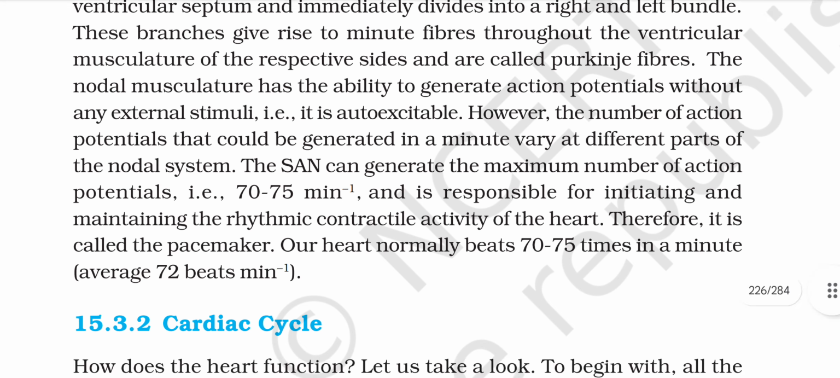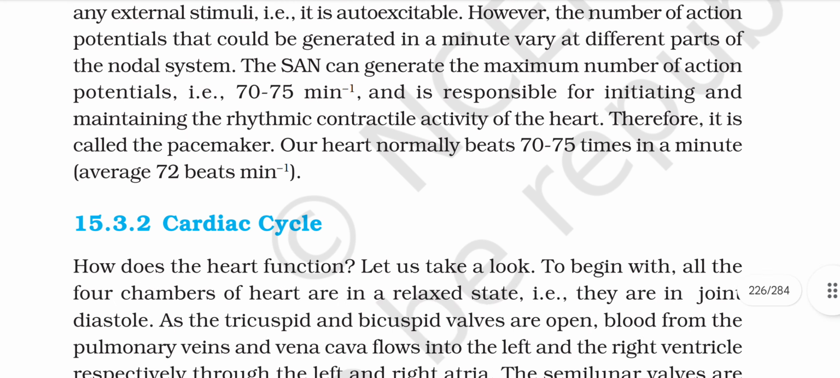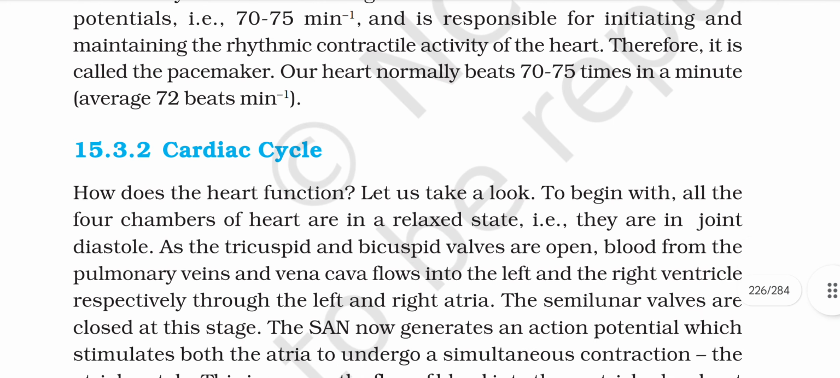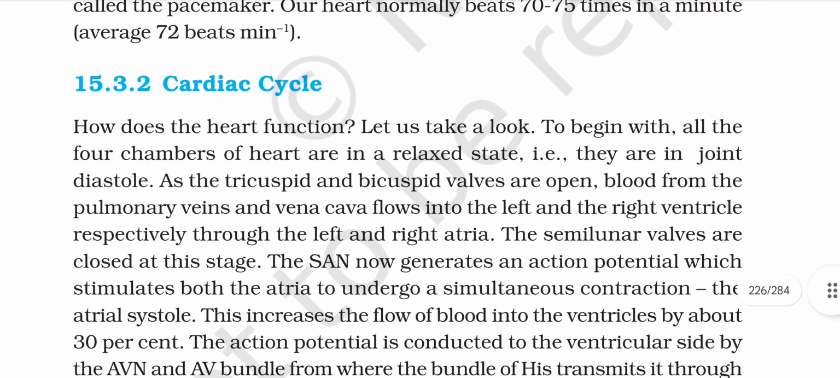And however, the number of action potentials that could be generated in a minute varies at different parts of the nodal system. The SAN can generate the maximum number of action potentials, that is 70 to 75 per minute, and is responsible for initiating and maintaining the rhythmic contractile activity of the heart. Therefore it is called the pacemaker, and our heart normally beats 70 to 75 times in a minute.